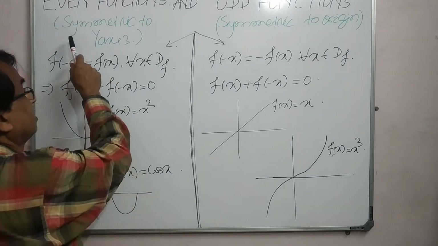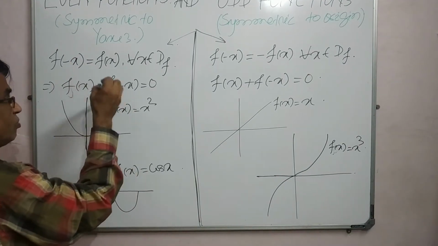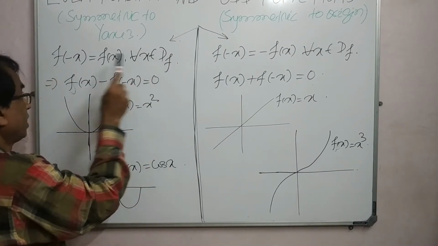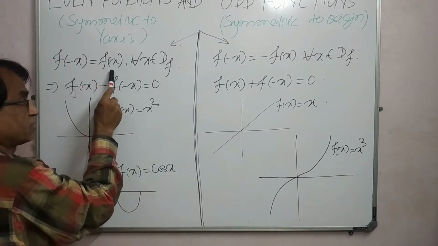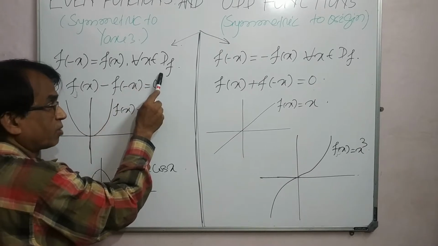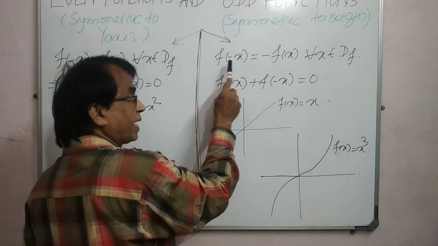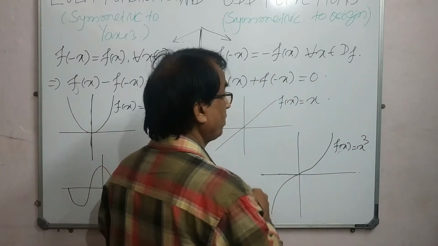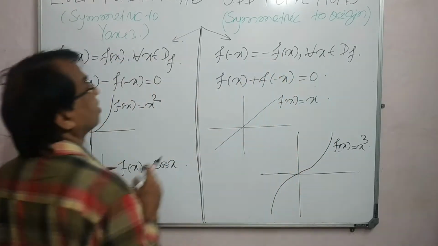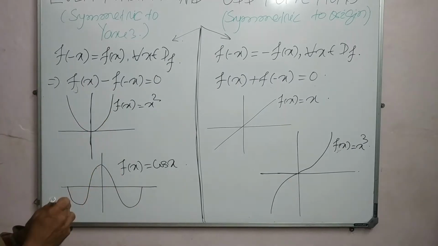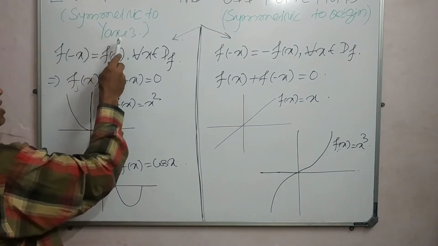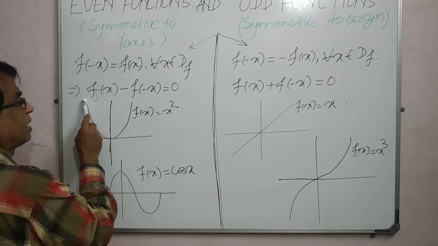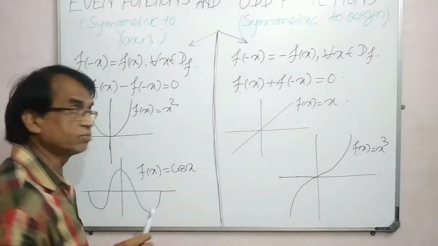Even function: f of minus x is equal to f of x for all x in the domain of f. Odd function: f of minus x is equal to minus f of x for all x belonging to the domain of f. This is the odd function and this is the even function. An even function is symmetric with respect to the y-axis. This is the result that we are obtaining, and we apply this result to problem solving.